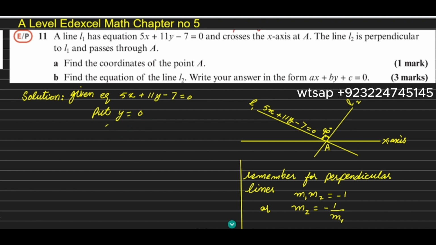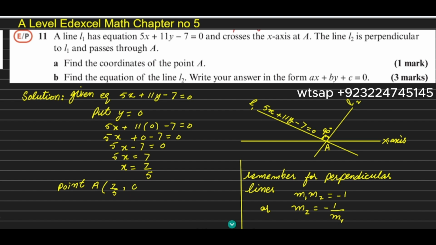So we get 5x plus 11 into y equals 0 minus 7. We will get 5x plus 11 times 0 minus 7, that is 5x minus 7 equal to 0. We will find the value of x. This will be 7, and 5 will be divided by 7. So point A, which is on the x-axis, has coordinates (7/5, 0). This is the first part.